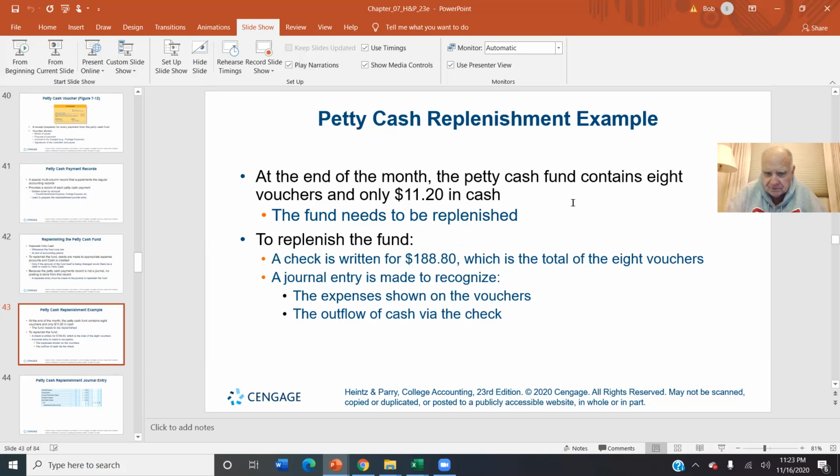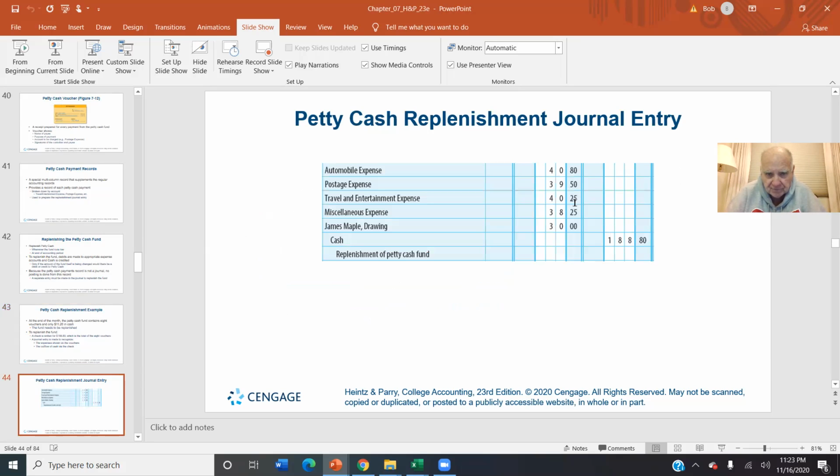188.80 plus 11.20 is $200. Right on the nose. Perfectly done. So this person is going to record the results of the petty cash, or someone in accounting will, into the general ledger, and then they're going to write a check for $188.80, give it to the custodian of the petty cash, and he or she will cash that and replenish the fund.